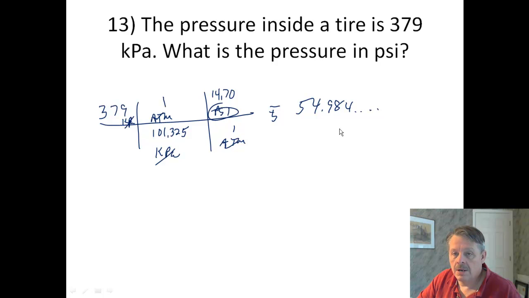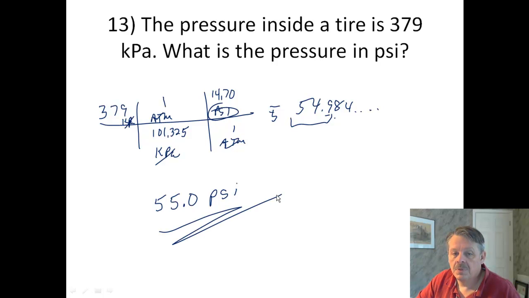54.984 and so on. I can only have 3 sig figs. So that's, let's see, the 9 is going to round up to a 0, which I have to carry, and I have to guess the 8. So that's going to be 55.0 PSI. All right, folks, we're done.